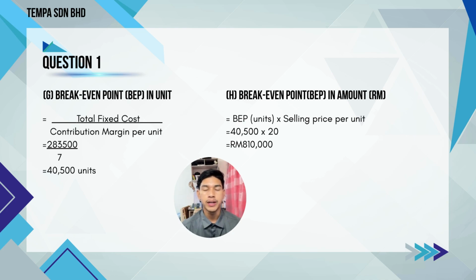So for break-even point analysis, for question G, we need to find it in units. After we calculate the total fixed cost and contribution margin per unit, we need to divide these two, which is 283,500 divided by 7, and we get 40,500 units. For question H, we need to find it in RM, in amount. So BEP in units, we multiply with the selling price per unit. We multiply 40,500 with 20 and we get 810,000.